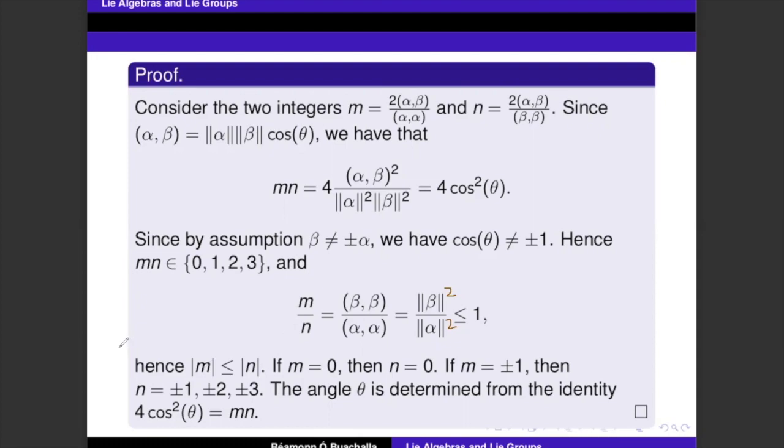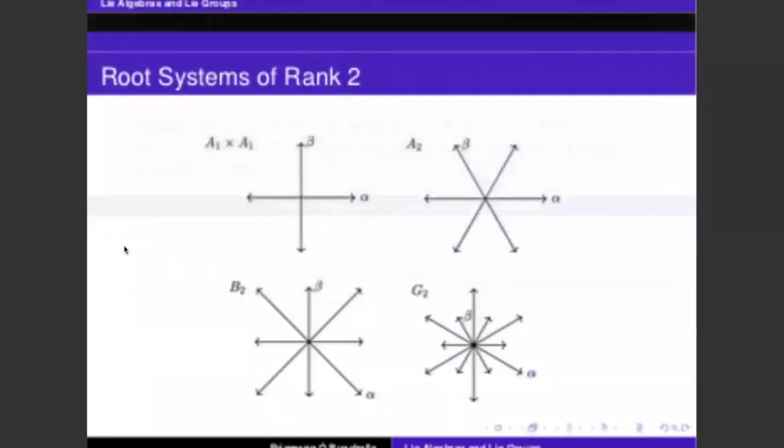Now, if m is equal to 0, then n is equal to 0. If m is equal to plus or minus 1, then n is going to be equal to plus minus 1, plus minus 2, plus minus 3. And the angle theta is determined from the identity, then just going back, theta squared is equal to this, just some basic trigonometry. So that's it, a very elementary proof as we can see, but it really restricts the angles that we can look at. So let's get rid of these drawings and move on.